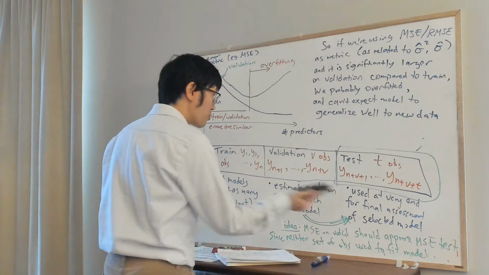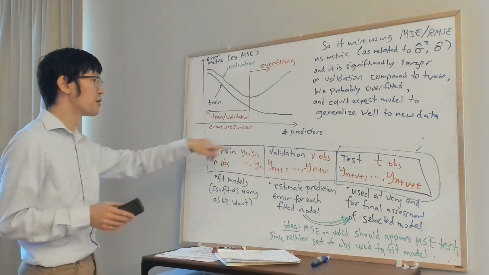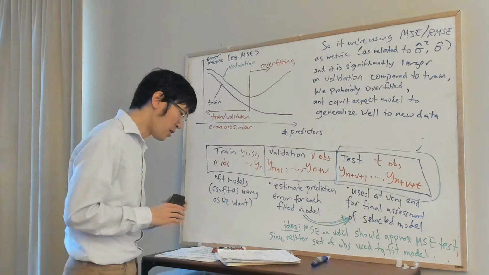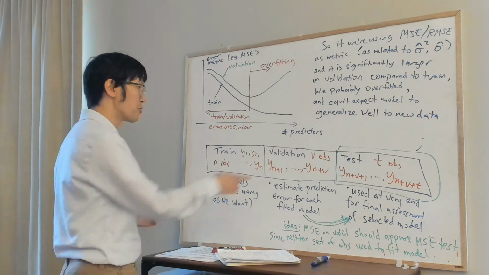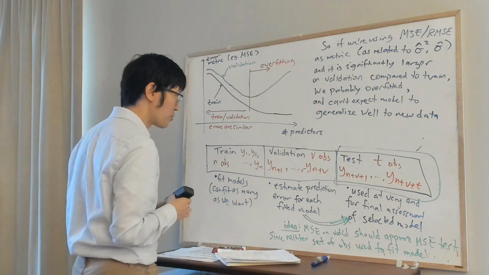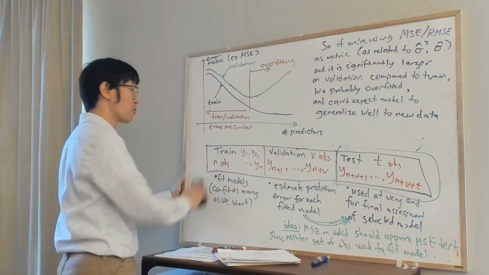One way to do that is you just randomly allocate, for example, 80% to train and 20% to validation. And if you have a lot of data, that can give you a pretty good assessment of how well your model would do. So how do we leverage this framework?